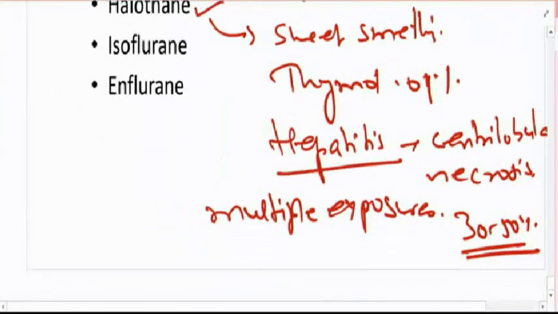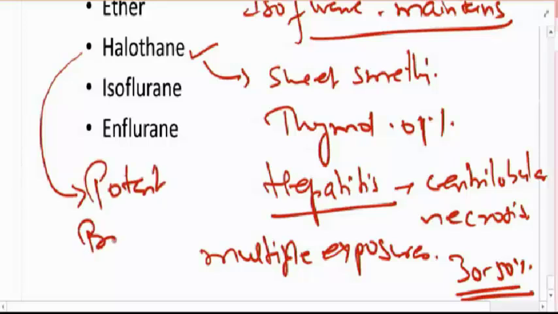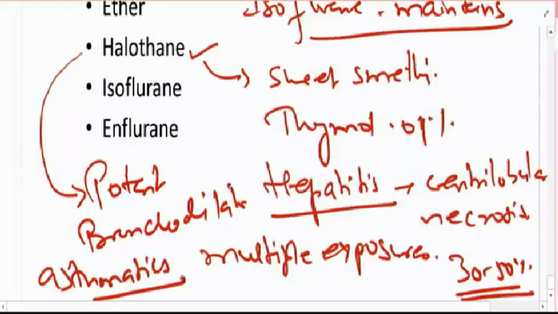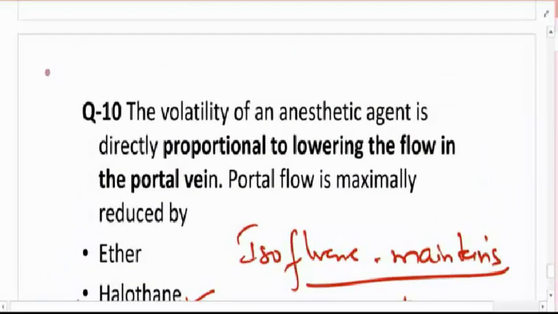Now, what are the other points about halothane? Halothane is a potent bronchodilator and again the drug of choice for asthmatic patients. It causes severe depression of hypoxic ventilatory drive.